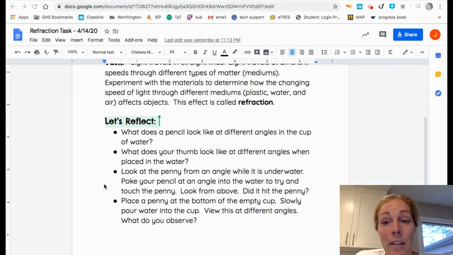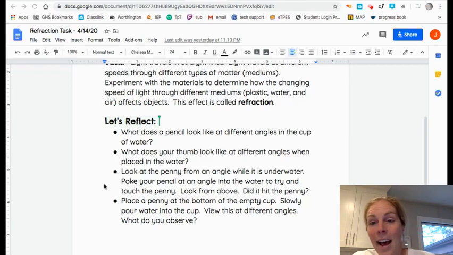Okay, the second question, what does your thumb look like at different angles when placed in the water? Look at a penny or another coin from an angle while it is underwater. Poke your pencil at an angle into the water to try and touch the penny. Look from above. Did it hit the penny? And finally, place a penny at the bottom of the empty cup. Slowly pour water into the cup. View this at different angles. What do you observe?